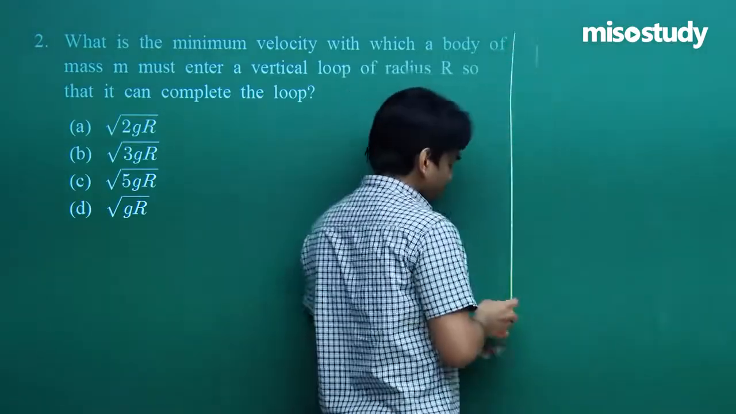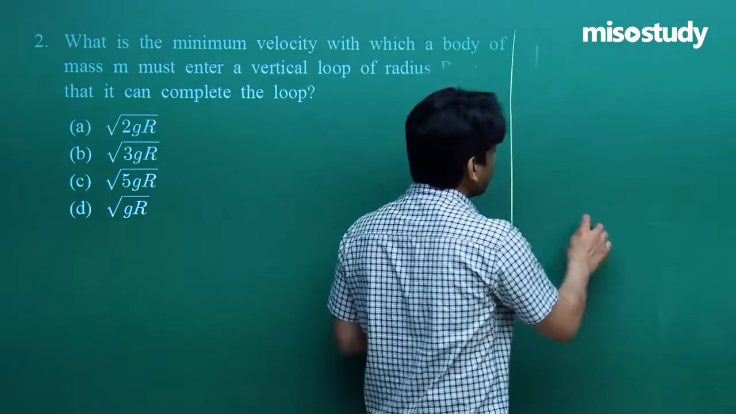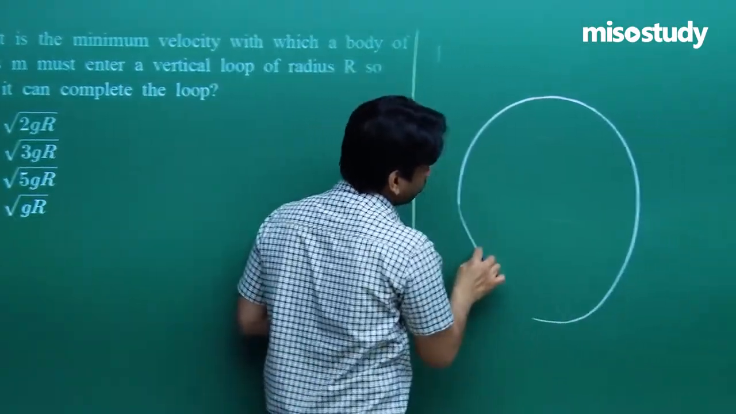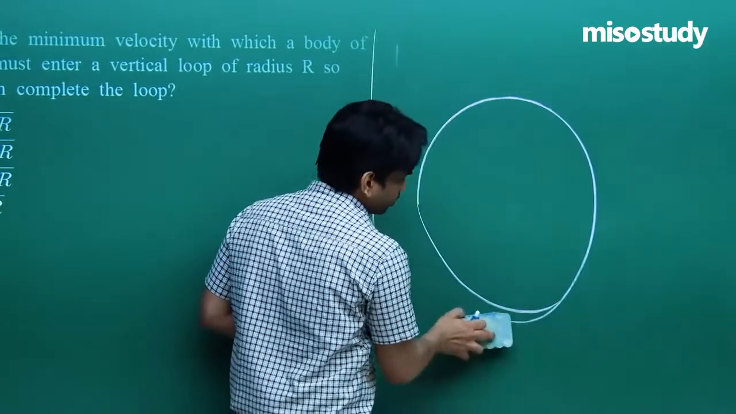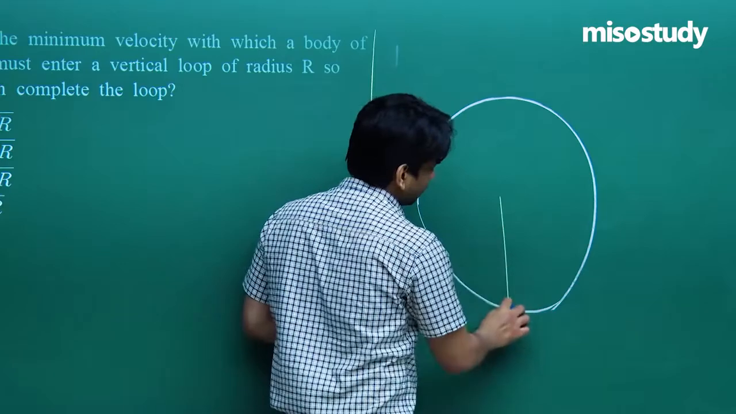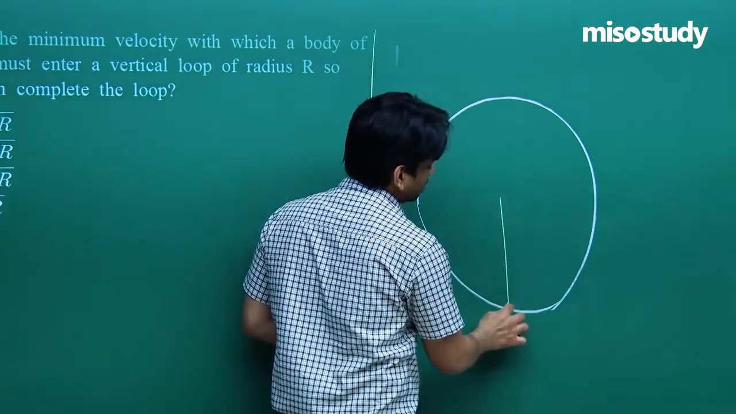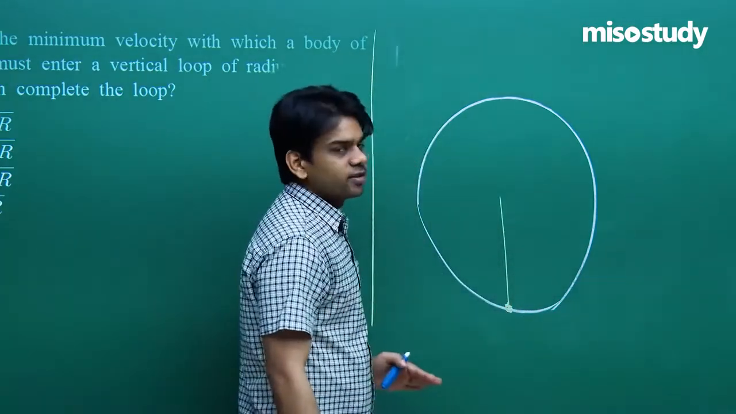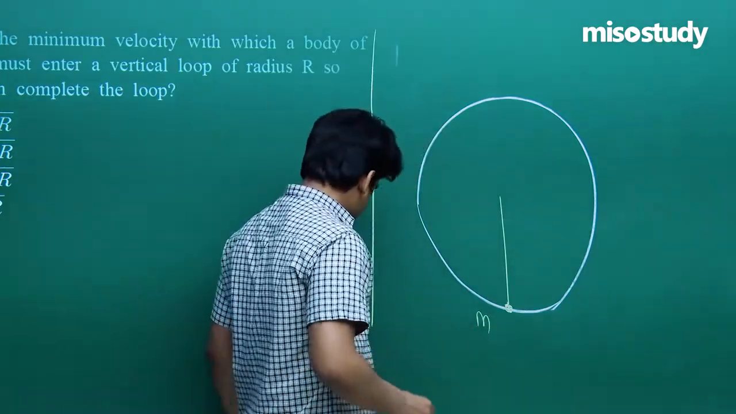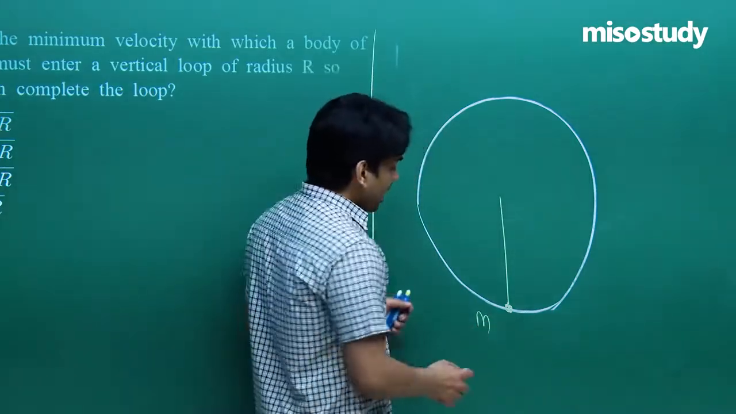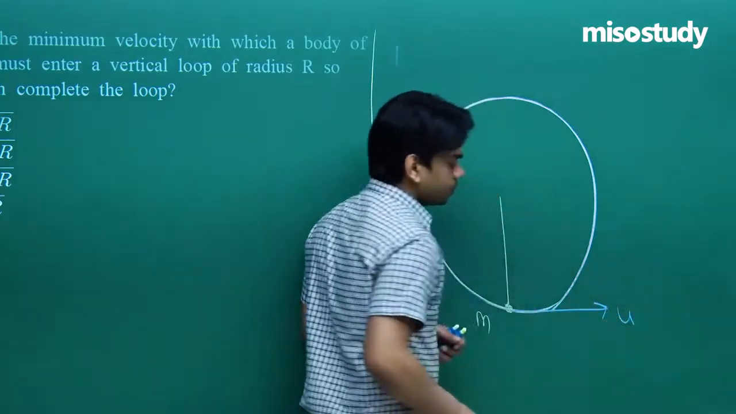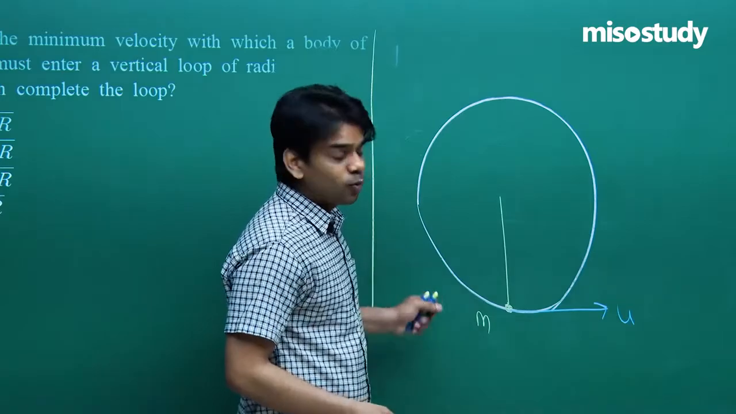Let me show you here. We have a body performing a vertical circular motion. This is the motion that the body is performing. You have taken a string and a stone tied here. Let's say the mass of this stone is m. At the bottommost point, if you give the minimum velocity, let's say it's given as u. u is the minimum velocity that you have provided.